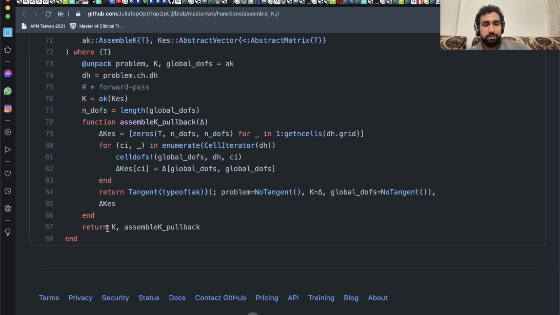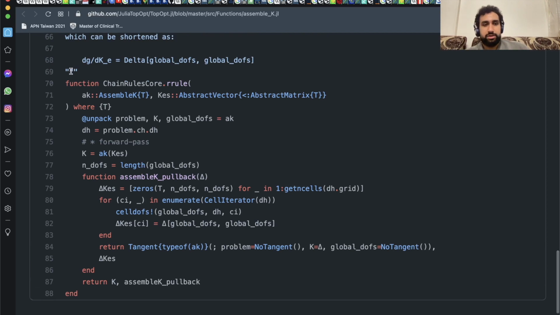So in this case, all we have to do is return k, which is the assembled matrix, and return this pullback function, which we define here as an inner function, right? And so even though it looks a little complicated if you're not familiar with Julia, it is very, very close to the math that we covered earlier. And again, all we have to do is return the function value and return the pullback function that propagates the cotangents correctly. And that's all this rrule does here, using the ChainRulesCore.jl package.